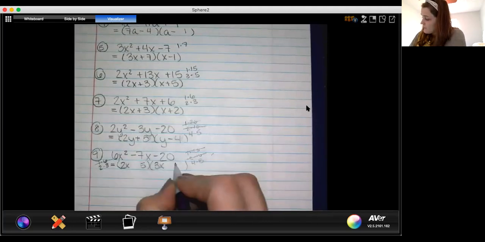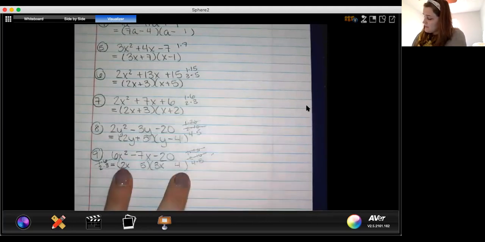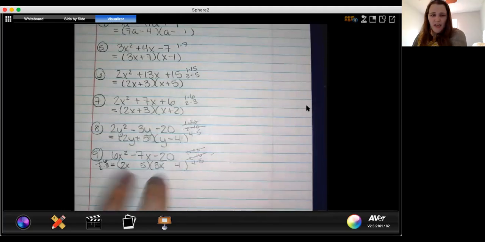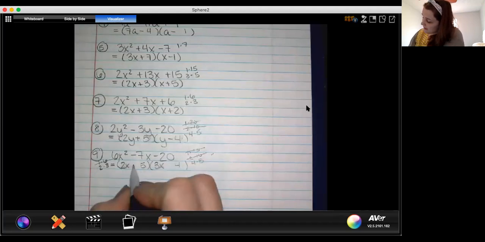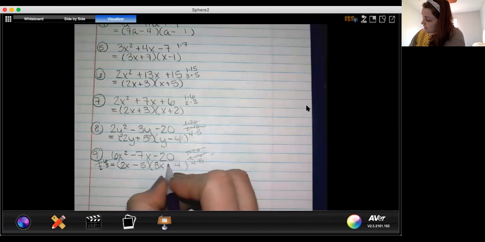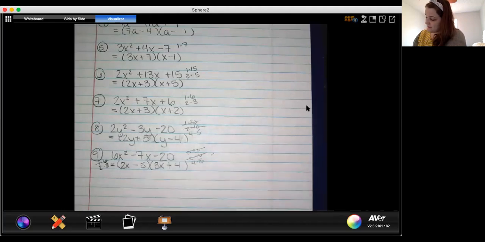Let's do 5 and 4. 8 and 15. Can 8 and 15 get me to -7? If we have the correct signs, yes. So therefore we would want -15x and +8x to get me my final answer. And again, you can always double check by multiplying back out.